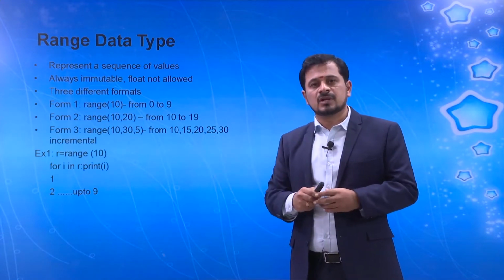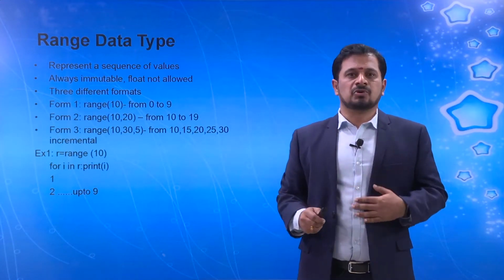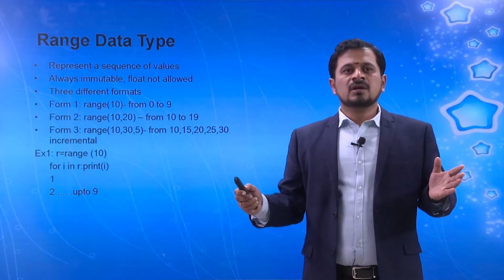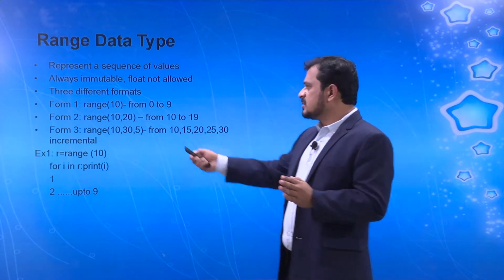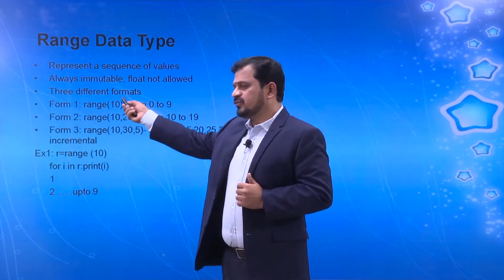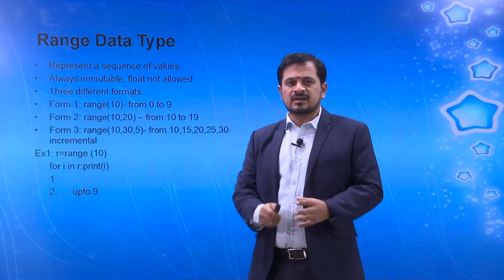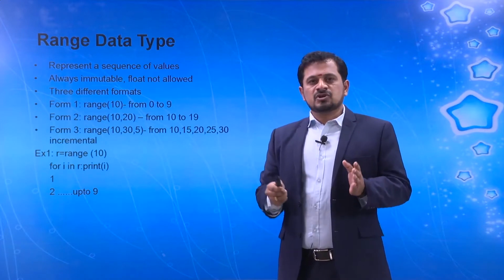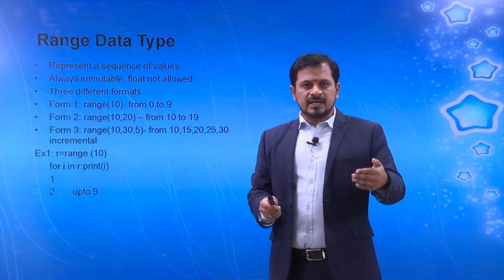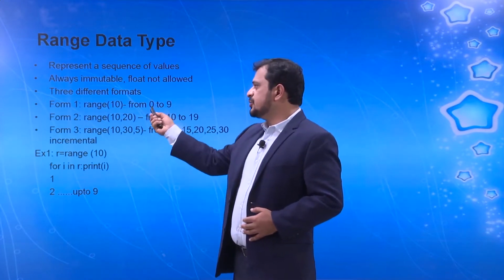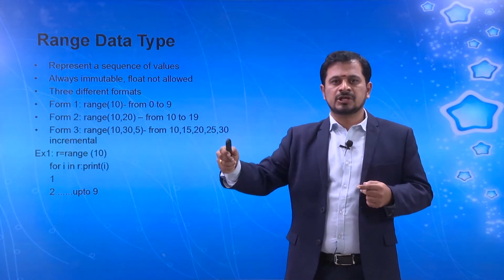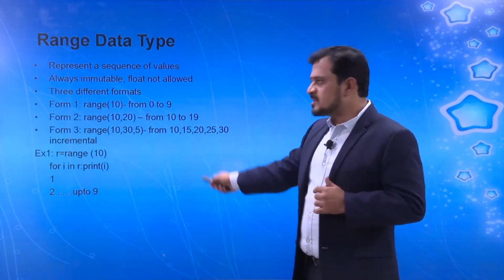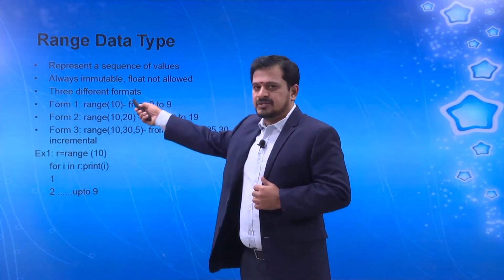And here also there are 3 different forms in which I can create my range data type. The basic form, form 1, is range of 10. I want to create my range as 10. Range of 10 means automatically it will take the values from 0 to 9: 0, 1, 2, 3 up to 9. So this is the first form of range.